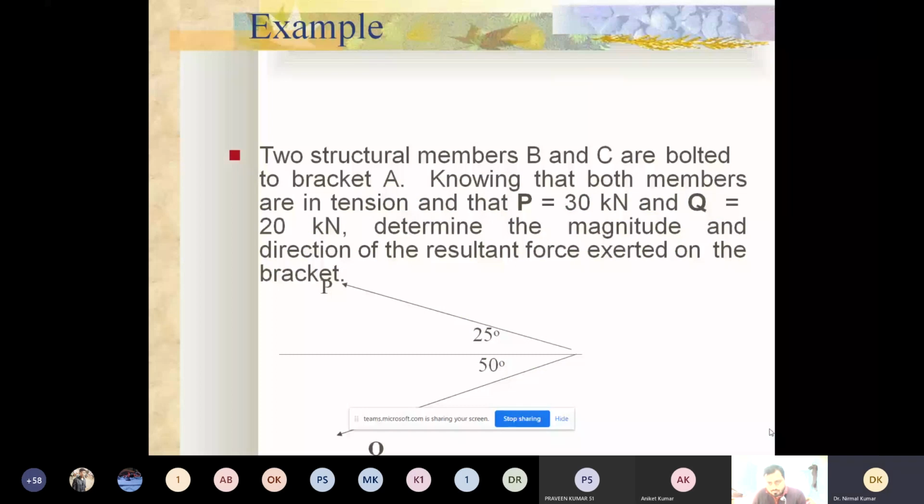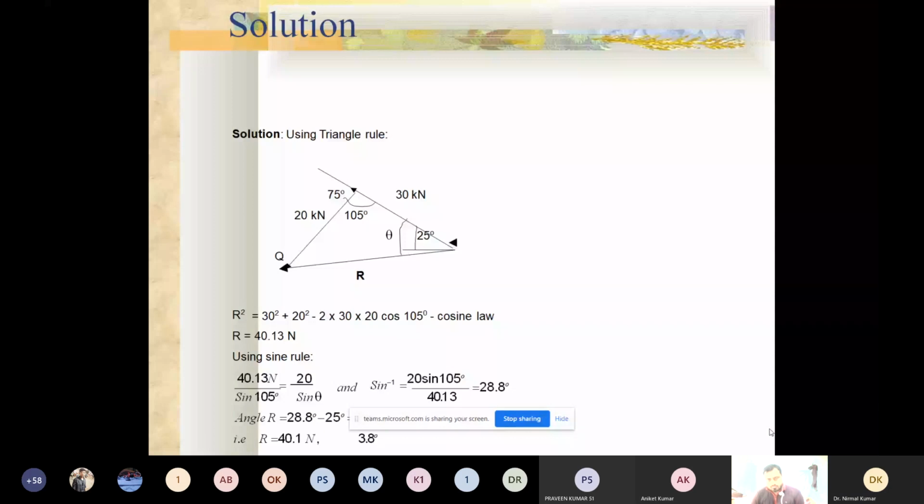Now two structural members B and C are bolted to a bracket A, यहाँ पर ठीक है ना, knowing that both members are in tension, that P equivalent to 30 kilonewton, Q equivalent to 20 kilonewton, determine the magnitude and direction of the resultant force exerted on the bracket by all these two forces. Now you see ट्रायंगल रूल से इसका पॉलीगन्स बना लीजिए.